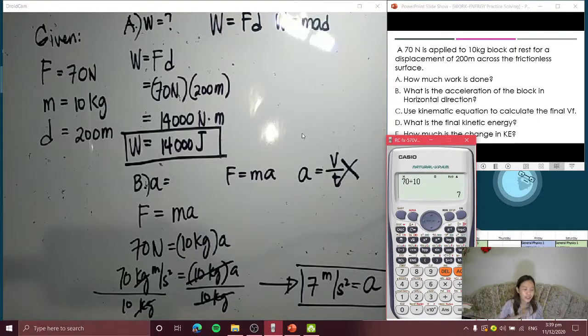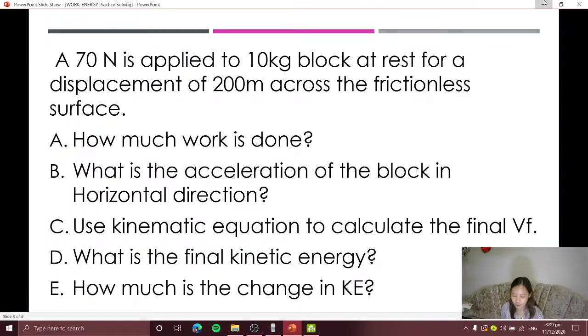Now let us try to solve for our third unknown value. For letter C, we have there use the kinematic equation to calculate the final velocity.